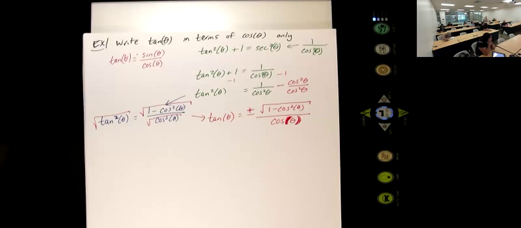So here we looked at the identities we had and only one of them could be written with just tangent and cosine. So we took advantage of that and went from there.